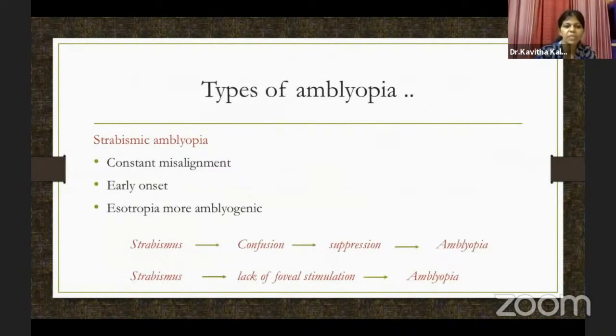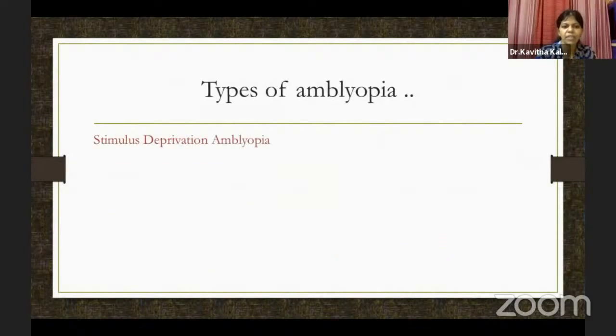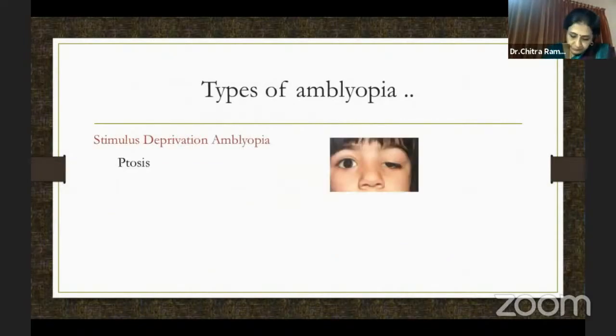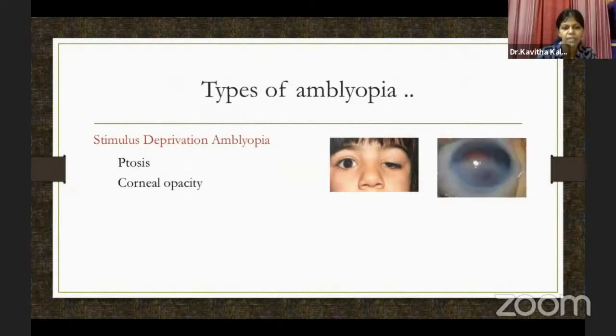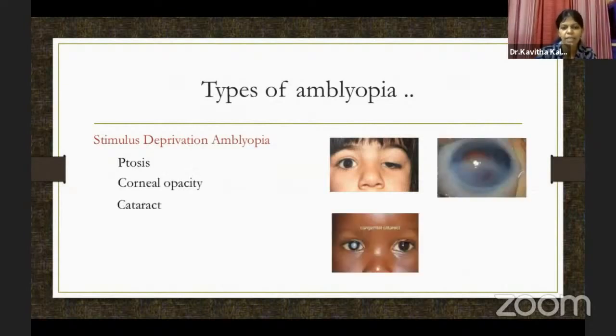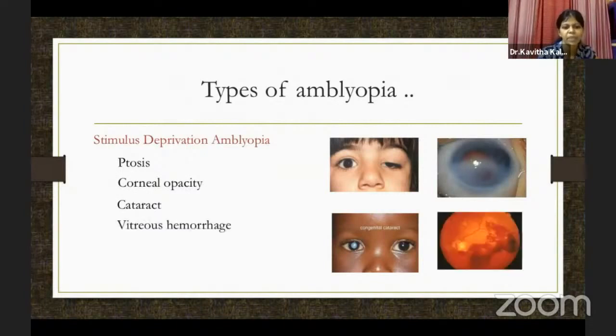Stimulus deprivation amblyopia is the 3rd type of amblyopia. Any hindrance to the stimulus, like amblyopia ex anopsia, anything which interferes with light entering directly into the eye, can cause amblyopia, starting from ptosis, corneal opacity, cataract, which is the commonest cause of stimulus deprivation amblyopia, and vitreous hemorrhage. Here the mechanism is a total lack of pattern stimulus, and this carries the worst prognosis, especially when it is unilateral.